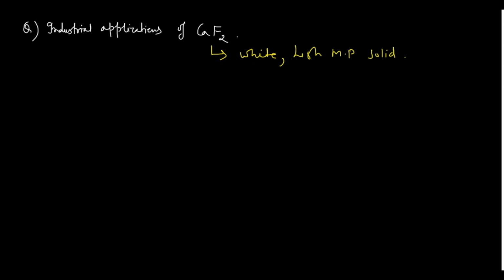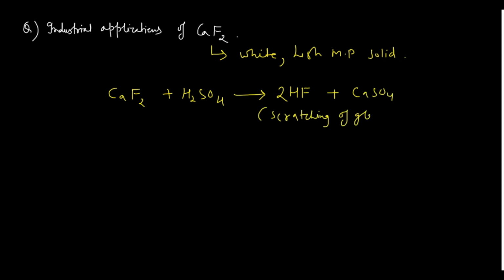Say you are having the calcium fluoride, CaF2, and if you dissolve this calcium fluoride in the acid, because it is not soluble in the water alone, it will give you the hydrogen fluoride, HF. And you know the HF is used in the etching of the glass. CaSO4 will result. So this is an important application of HF, which is coming from the calcium fluoride.